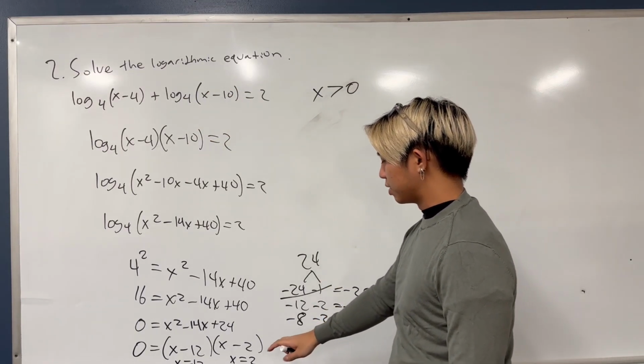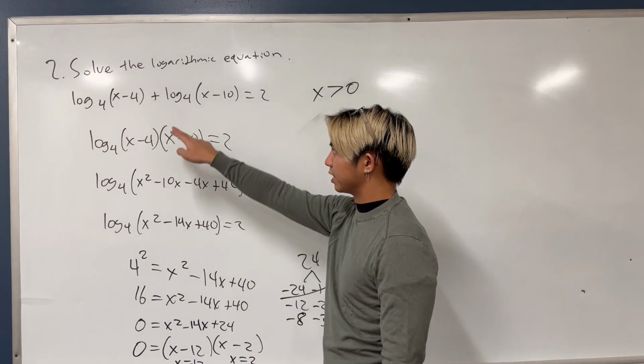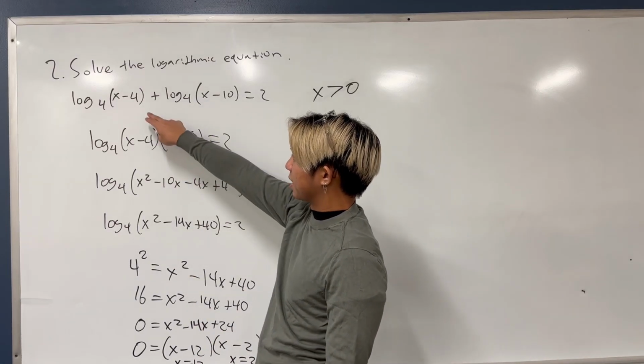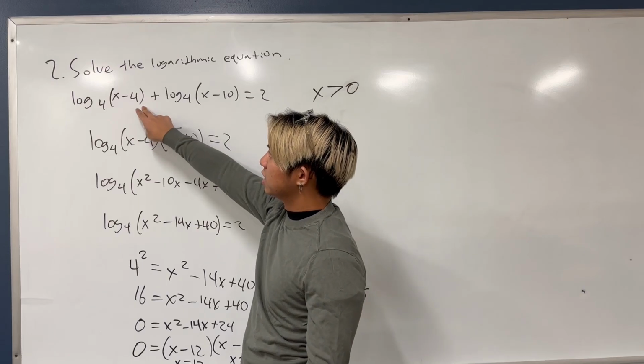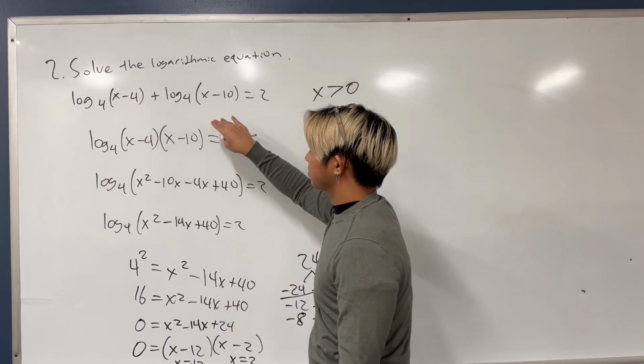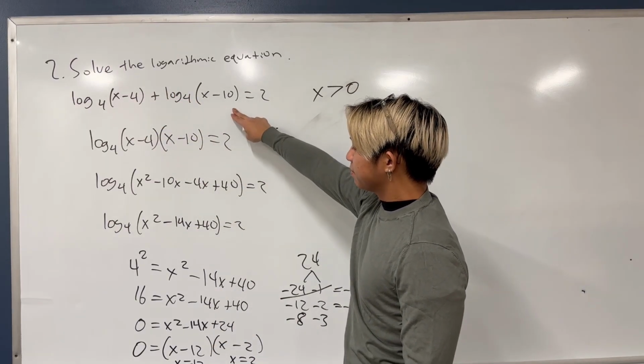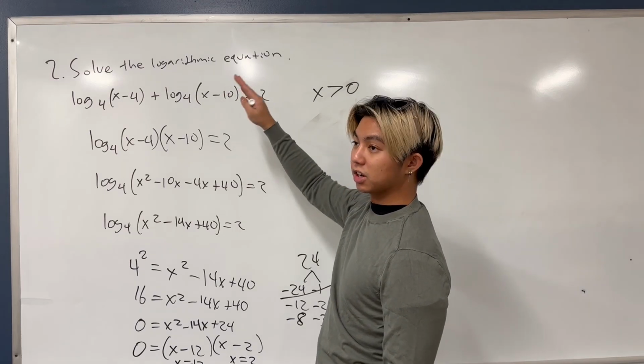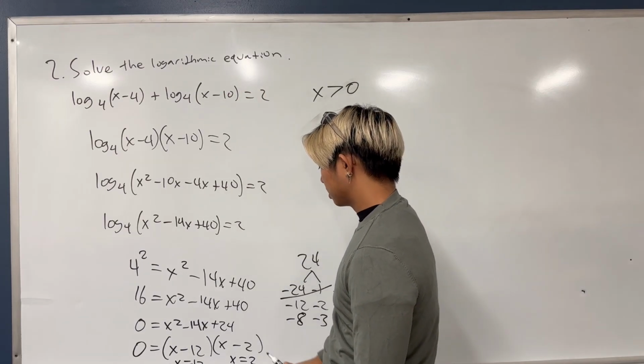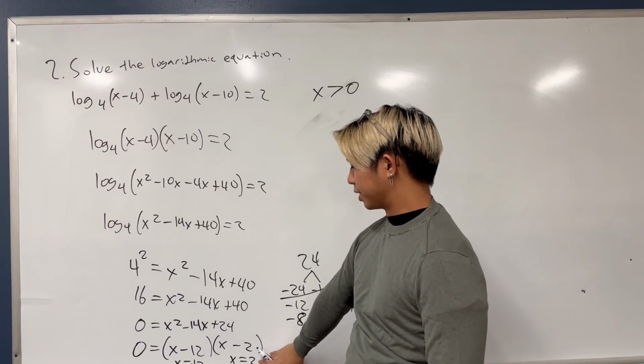So here, if we plug in 12, what do we get? We get 12 minus 4, equal to 8. So this is a positive number, and that guy is fine. 12 minus 10 is what? 2, and that's also a positive number, so that's fine. So 12 is good.